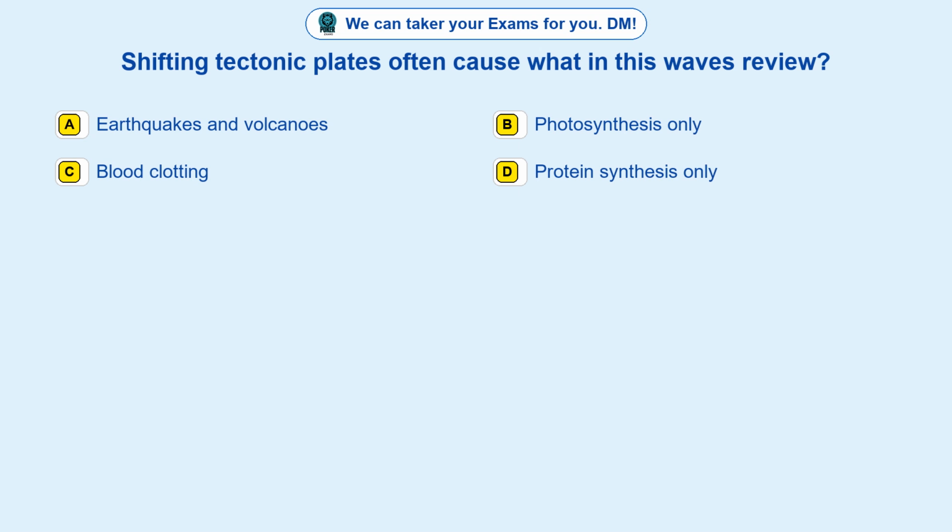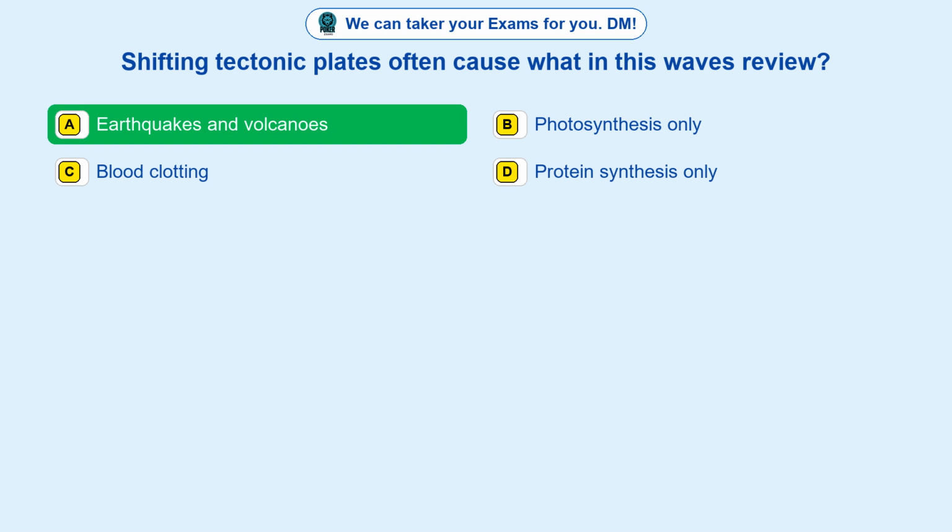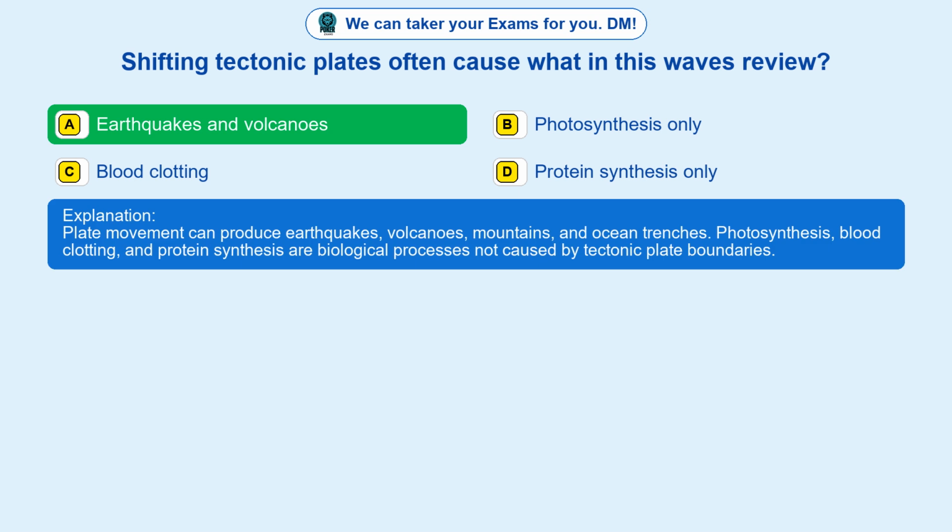Question 83. Shifting tectonic plates often cause what in this waves review? Option A, earthquakes and volcanoes. Option B, photosynthesis only. Option C, blood clotting. Option D, protein synthesis only. The correct answer is option A, earthquakes and volcanoes. Plate movement can produce earthquakes, volcanoes, mountains, and ocean trenches. Photosynthesis, blood clotting, and protein synthesis are biological processes not caused by tectonic plate boundaries.